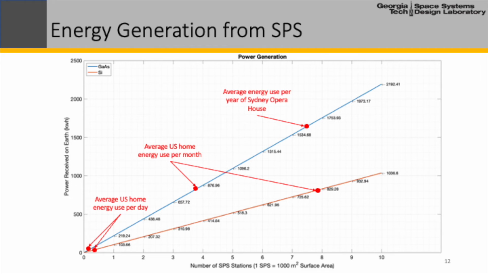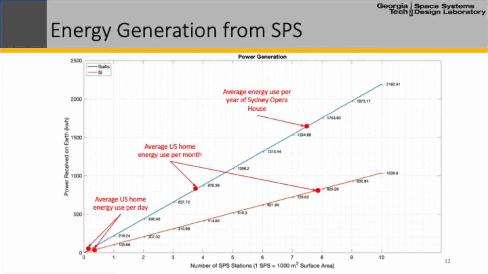Here on this slide, you can see a plot that represents the total power received on Earth as a function of the total number of solar power satellites in space. To provide context, by building one solar power satellite, enough power would be generated in 1 hour of direct sunlight to power one U.S. home per day. By building 4 solar power satellites using gallium arsenide solar cells, it would be possible to generate enough power in 1 hour of direct sunlight to power one U.S. home per month. In the case of silicon solar cells, you would need about 8 solar power stations.